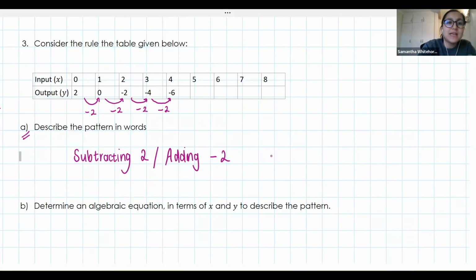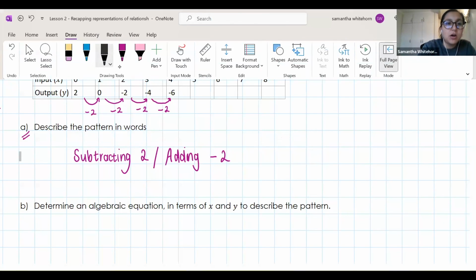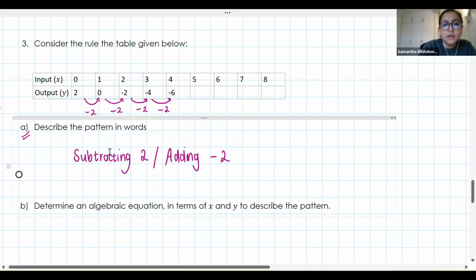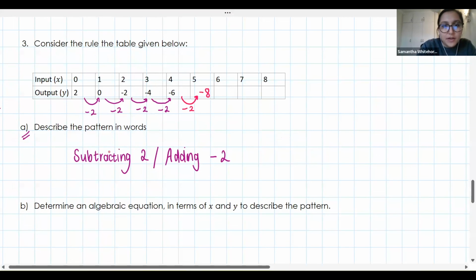So now we know what our pattern is. It means that we can continue this pattern on in order to figure out these missing blocks. Okay, so if we now subtract another 2 from -6, I get my next term, which is -8. If I subtract another 2, I get my next term, which is -10. And so essentially, I can just keep carrying on my pattern to continue finding output values.